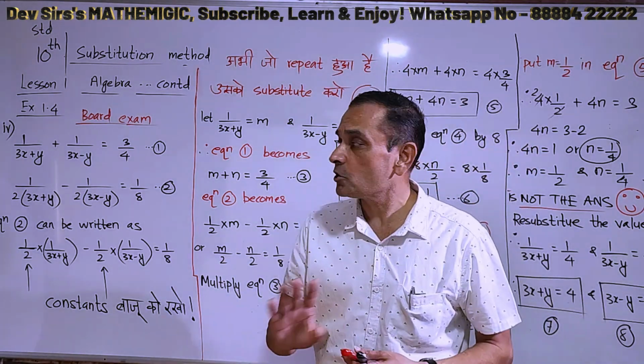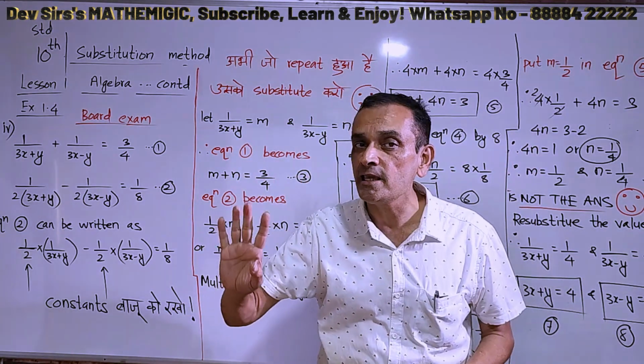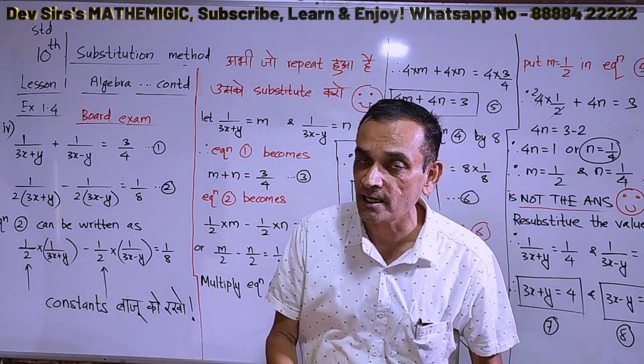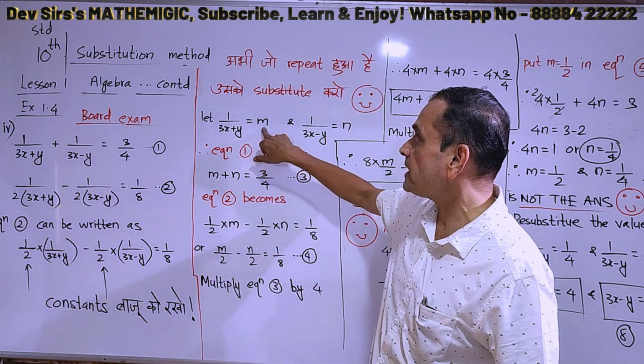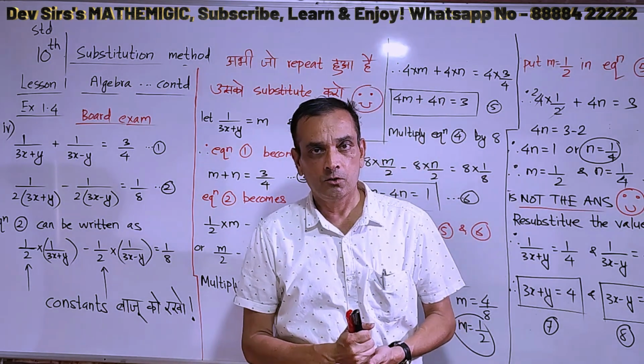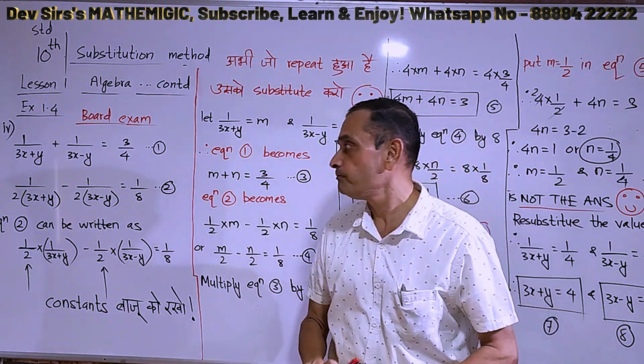यहाँ पे ऐसा मत करो कि 3x plus y equal to m नहीं, 1 upon 3x plus y जो सेपरेट करते हैं 1 upon आता है. So 1 upon 3x plus y equal to m, 1 upon 3x minus y equal to n. Okay, so don't make that silly mistake.